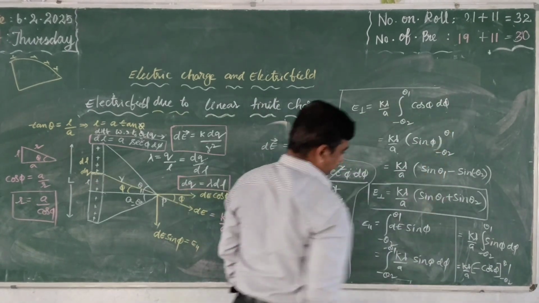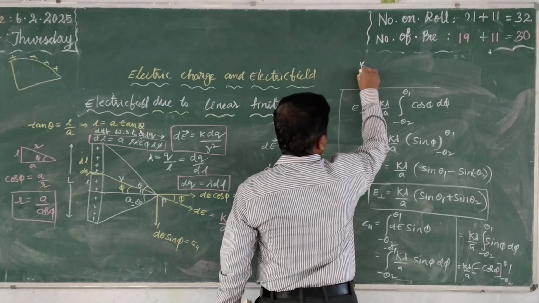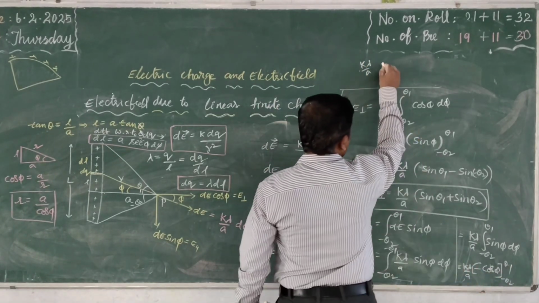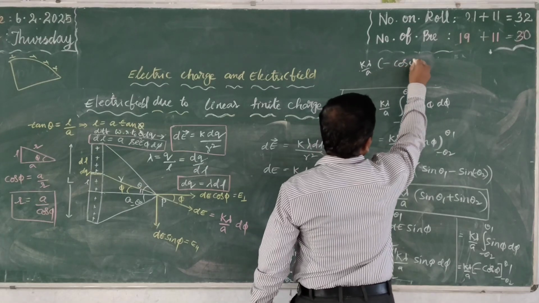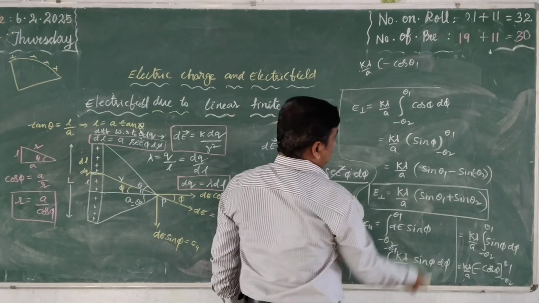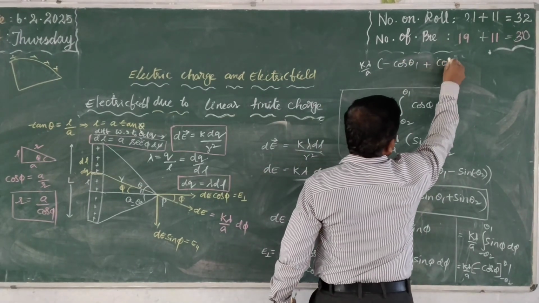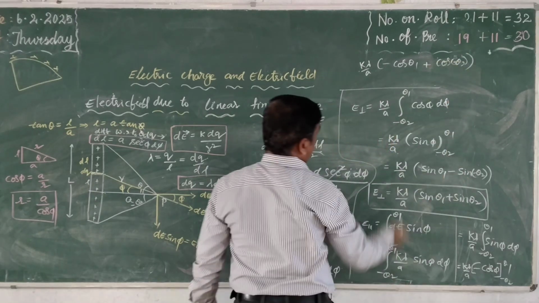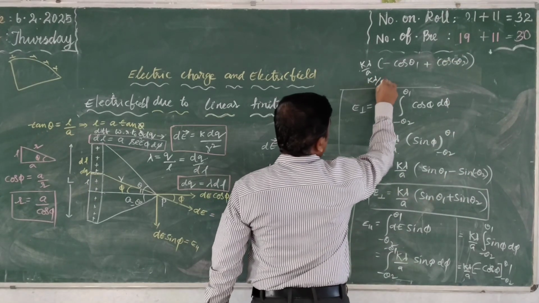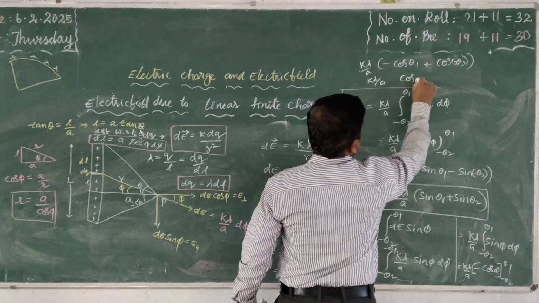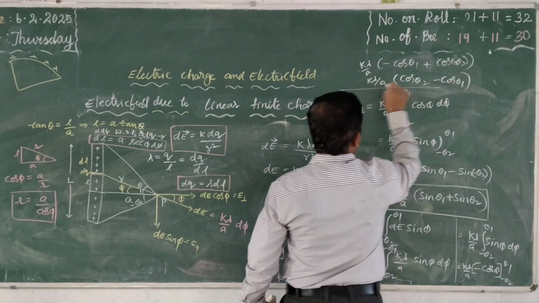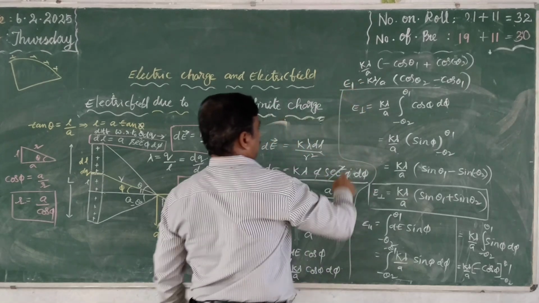k lambda by a, upper limit theta 1. So minus cos theta 1, minus of minus, plus cos of minus theta 2, which is cos theta 2 only. So that's why k lambda by a, cos theta 2 minus cos theta 1. So this is the parallel electric field.